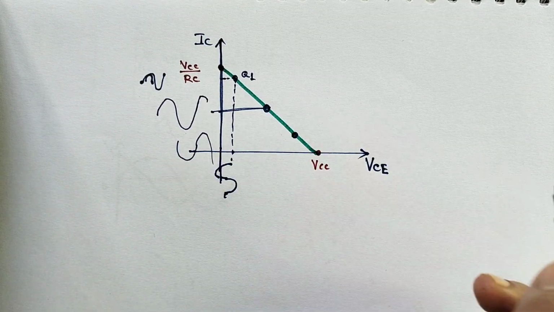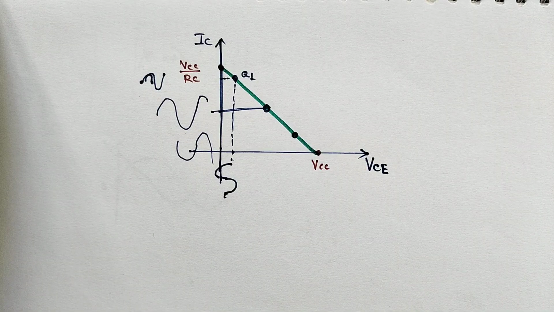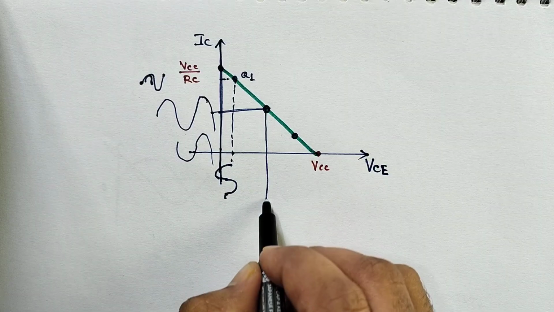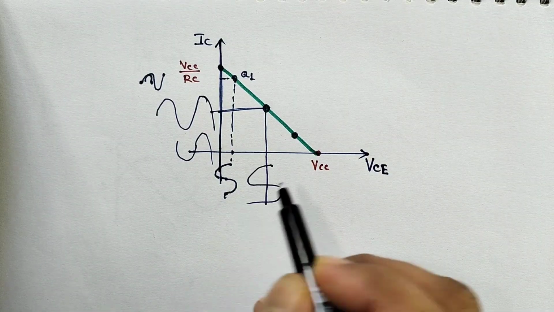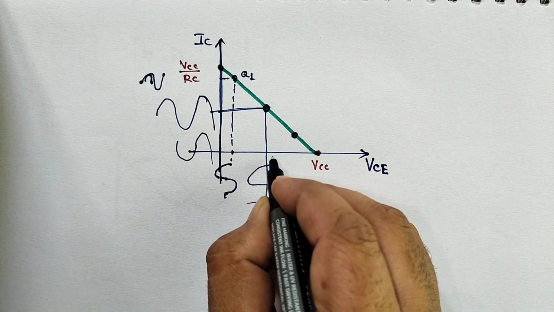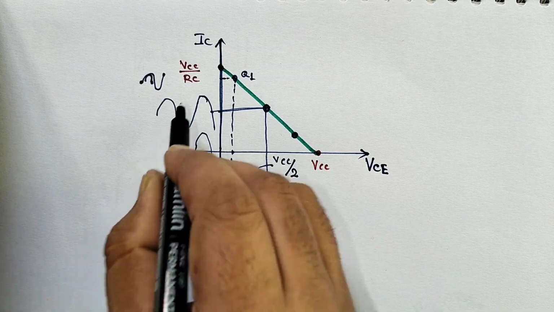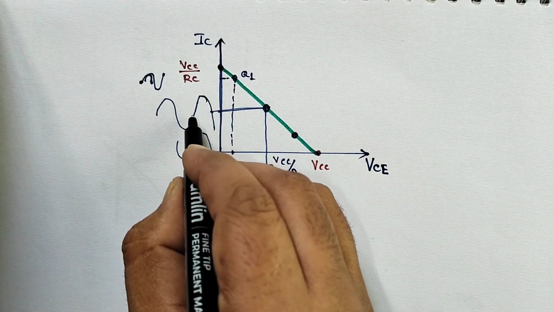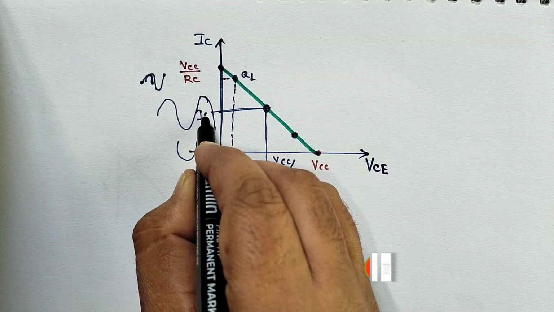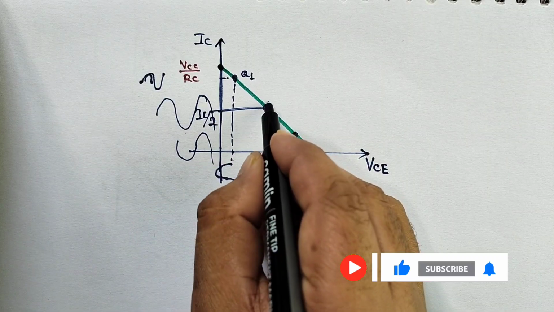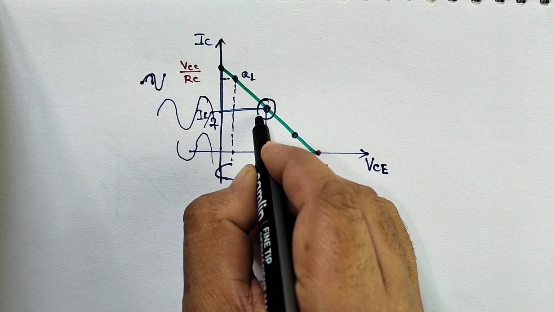So when you select the Q point, you need to select it such that VCE is VCC by half and IC is also half of its maximum. At this point only we can get proper amplification.